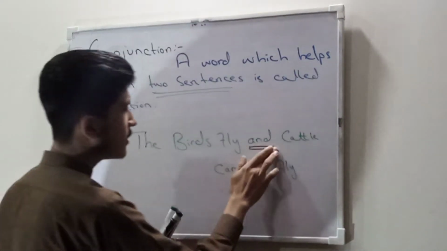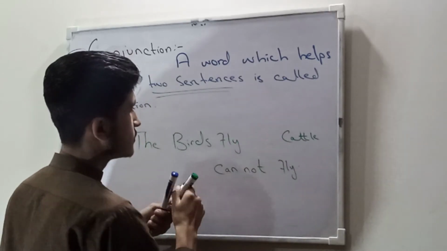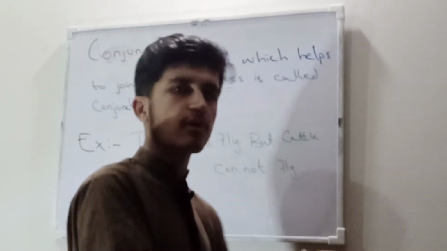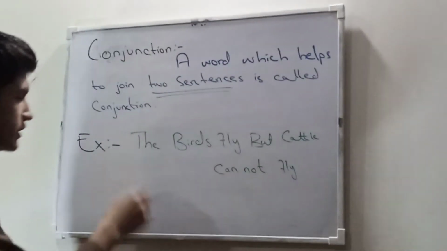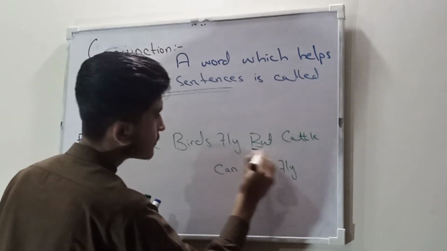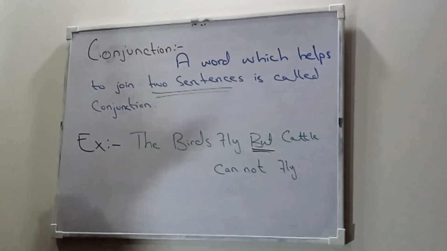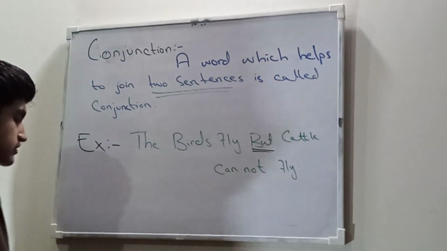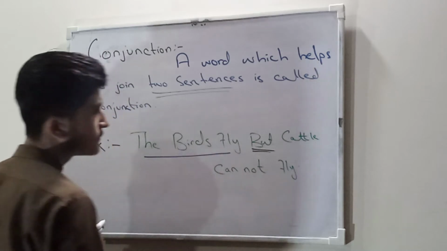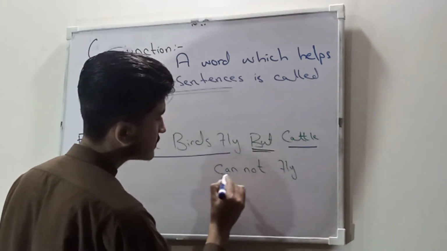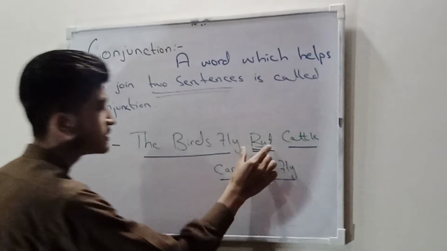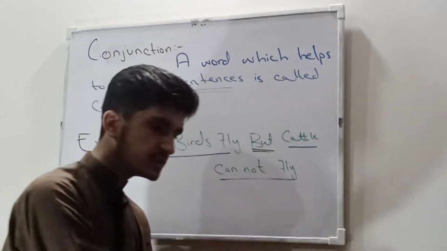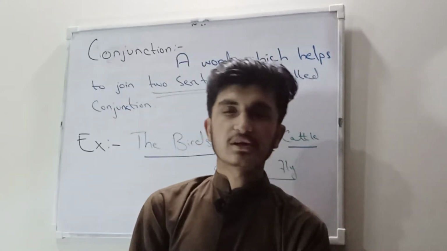Here in place of 'and', if you use 'but', it will be more formal than 'and'. So the birds fly but cattle cannot fly. Here this 'but' is a conjunction which is joining these two sentences. The first sentence is the birds fly and the second sentence is cattle cannot fly. This 'but' is coming between these two and joining them. So this is known as conjunction.